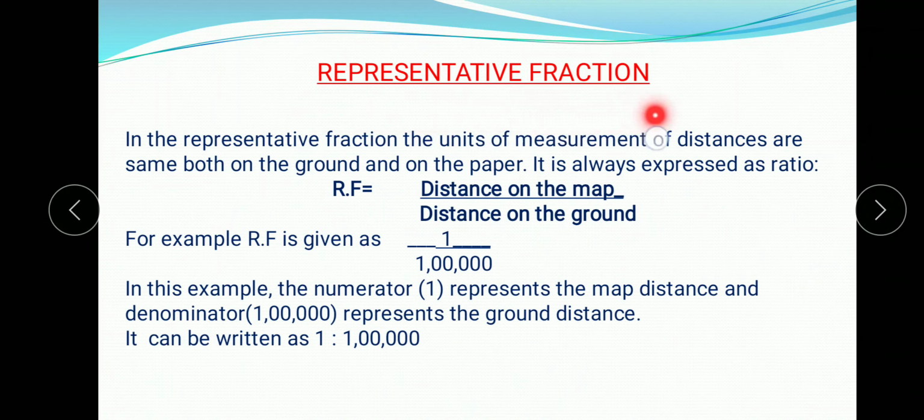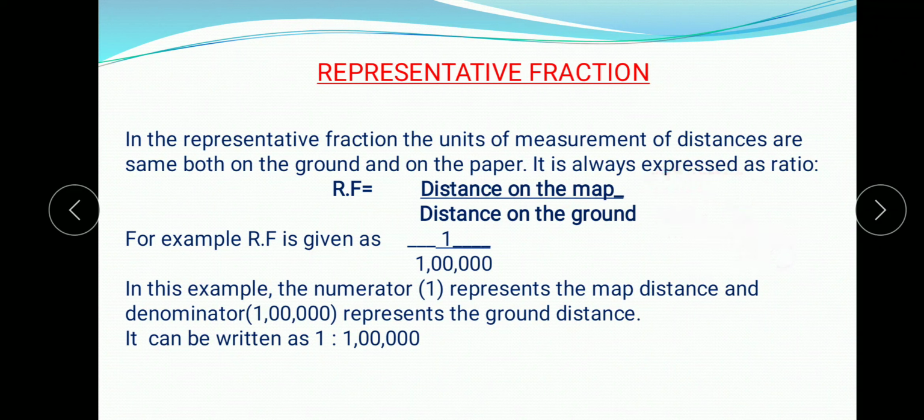Representative fraction. In the representative fraction, the units of measurement of distances are same both on the ground and on the paper. It is always expressed as ratio. RF means representative fraction is equal to distance on the map over distance on the ground.